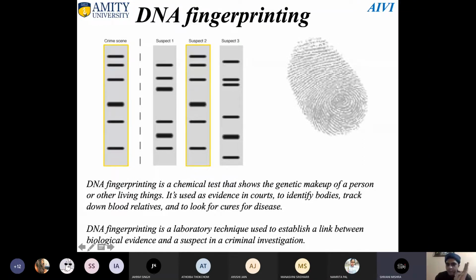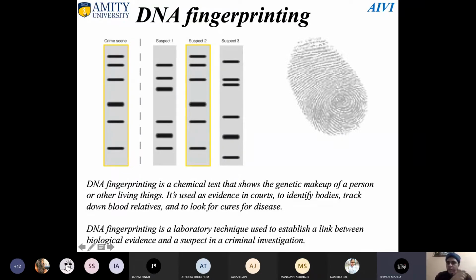So what is its purpose? It is used as evidence in court, so there are legal aspects to it. You can identify bodies. If you remember, a few days back our CDS General Bipin Rawat died in a helicopter crash, and the bodies were so badly burned that you could not identify them just by looking. So for their identification, DNA fingerprinting was used. Using DNA fingerprints, their bodies were identified. It is also used to track down blood relatives and to look for cures for a disease. These are a few things for which you utilize DNA fingerprinting.